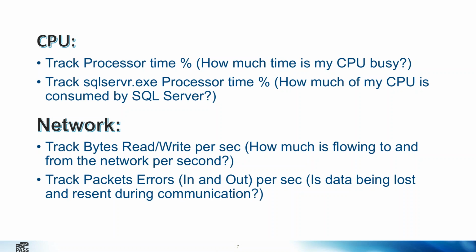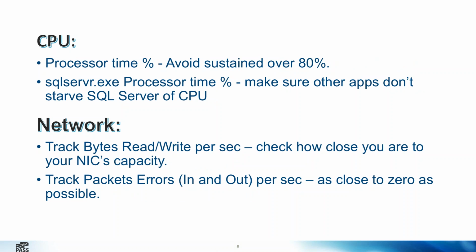And then you also want to track whether there are errors in and out of packets. This could be many things. This could be an issue with a network device in the route. It could be an issue with the driver. But it's good to figure out if you're having that type of issue, because then the TCP retries that have to happen over and over could be a cause of latency as well. So those are the main things that I look for on CPU and network.